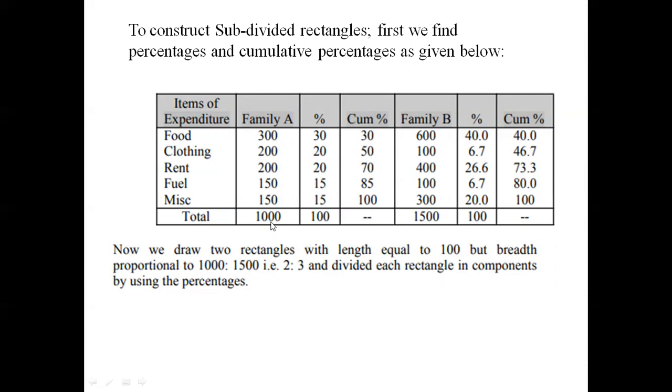That means the width is in the ratio 1,000 to 1,500. This family's expenditure is 1,000 and this family's expenditure is 1,500. This is the minimum, this is the maximum. Therefore the ratio of these two expenditures should be considered for dividing the rectangles according to width. That comes to a 2 to 3 ratio. On that basis, we have to take the widths for the two families, and on that basis we have to draw the diagram.